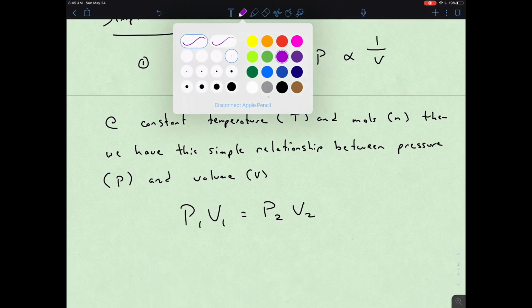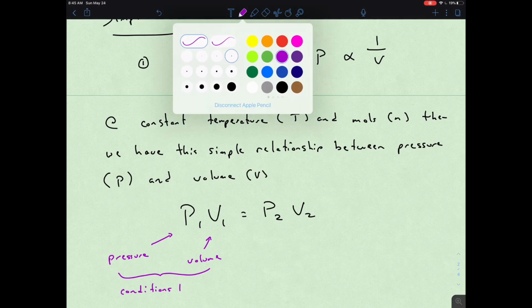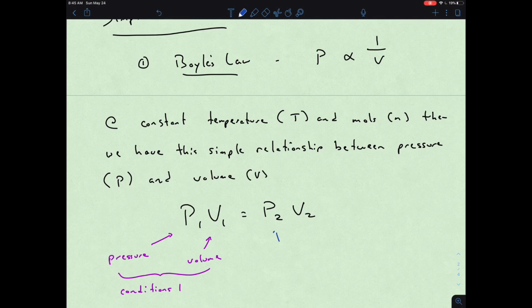So we have here pressure, and we have volume. And we could say these are for conditions 1. And then we have the same thing on the other side as far as pressure and volume, but now these would be conditions 2.